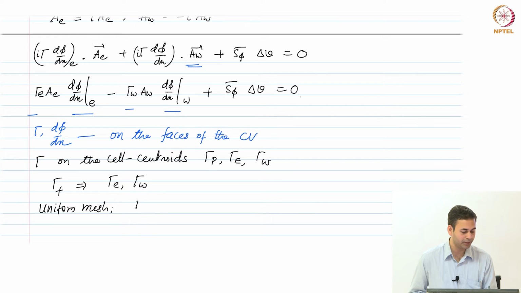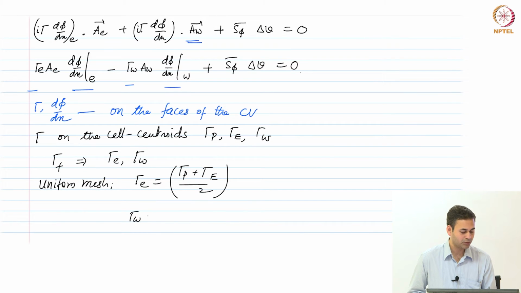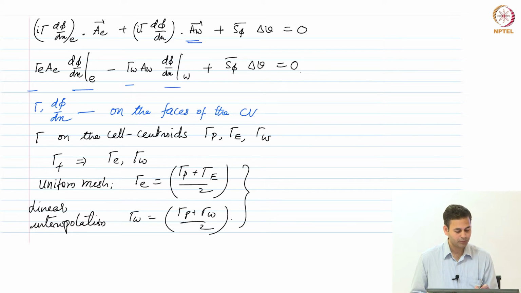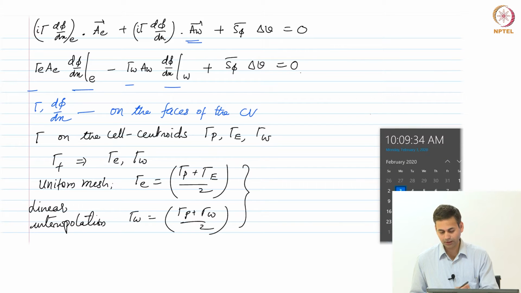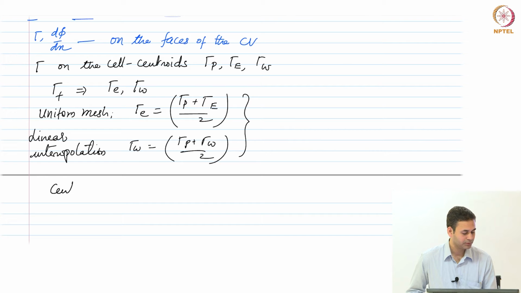So, I could just write gamma east as gamma P plus gamma capital E upon 2, and gamma west would be gamma P plus gamma W upon 2. Now, we just used linear interpolation. And if you use a linear interpolation like this, then this is called central differencing, in the context of finite difference methods.